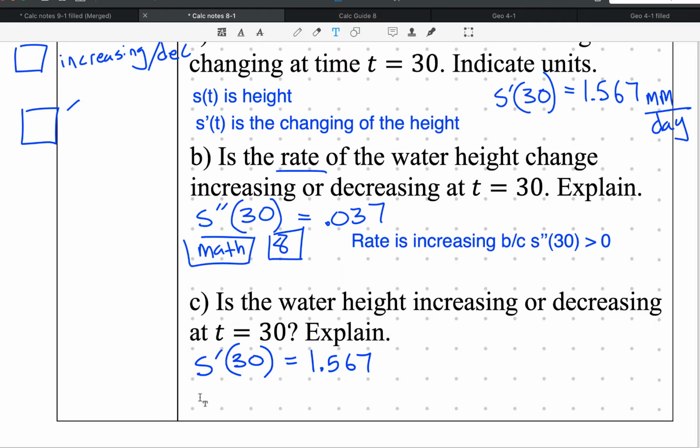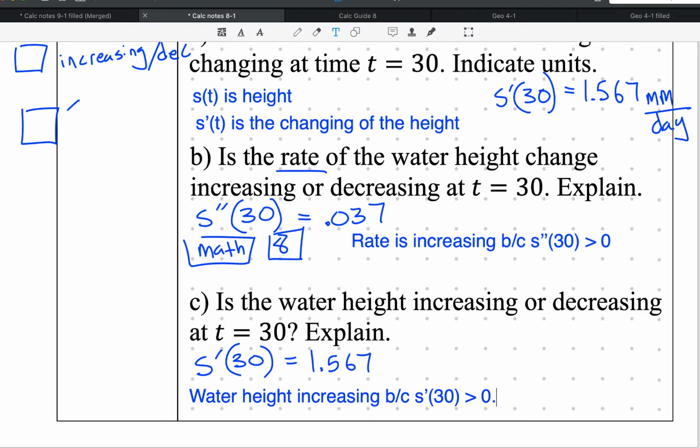All right, so Teflon, go ahead and make a conclusion. Is it increasing or decreasing? Yep, increasing. Why? Because s prime of 30 is greater than 0. Yeah. Done. Yeah, Fiona. What were we doing where the explanation was they're the same sign? That's speed. Speed is increasing or decreasing. Yep. Great question.